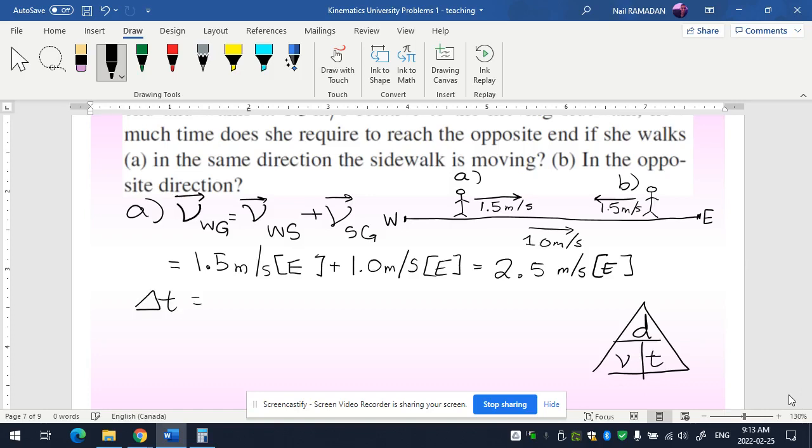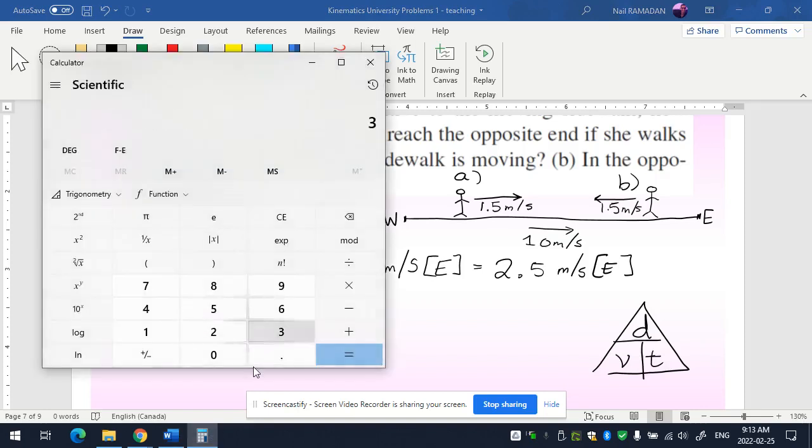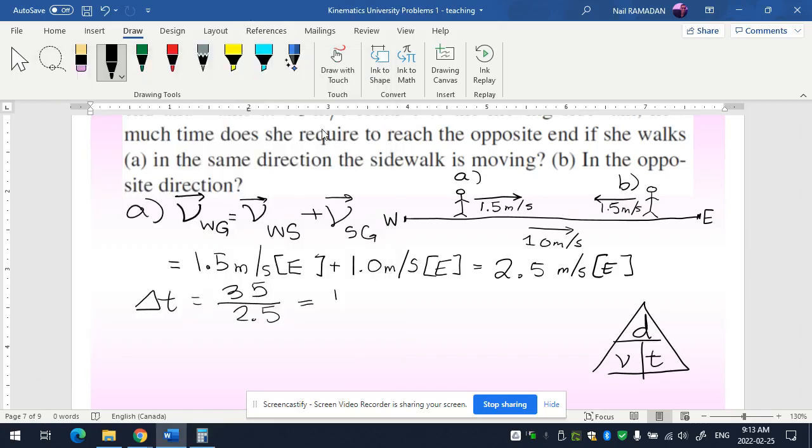equals, what's the length of the sidewalk? 35 meters divided by 2.5 equals 10, 11 point something probably. 35, yeah, definitely 11. Oh, 14? Oh, 35. I thought it was 30. 14. So 14 what? It's time. So it's what in this case? Seconds. Awesome. That's it.